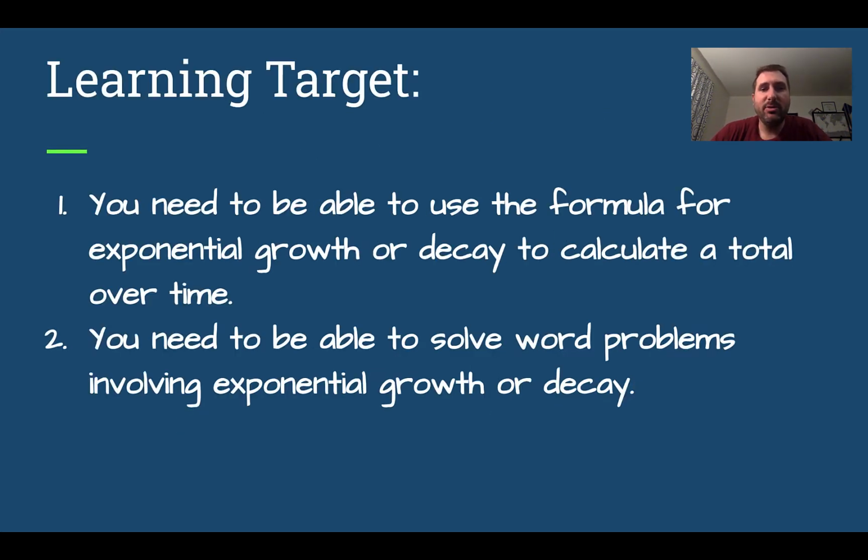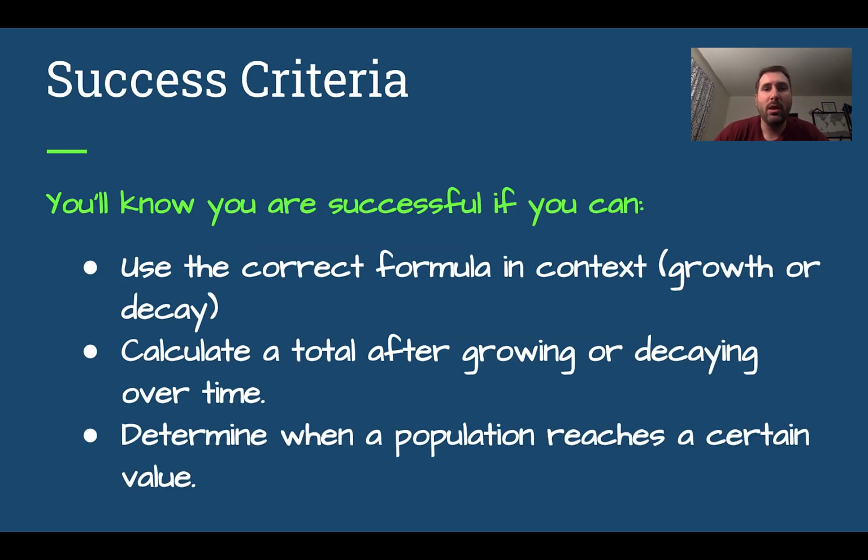After this lesson, you need to be able to use the formula for exponential growth or decay to calculate a total over time, and you need to be able to solve word problems involving exponential growth or decay. You'll know you're successful after this lesson if you can use the correct formula in context, either growth or decay, calculate a total after growing or decaying over time, and determine when a population reaches a certain value.